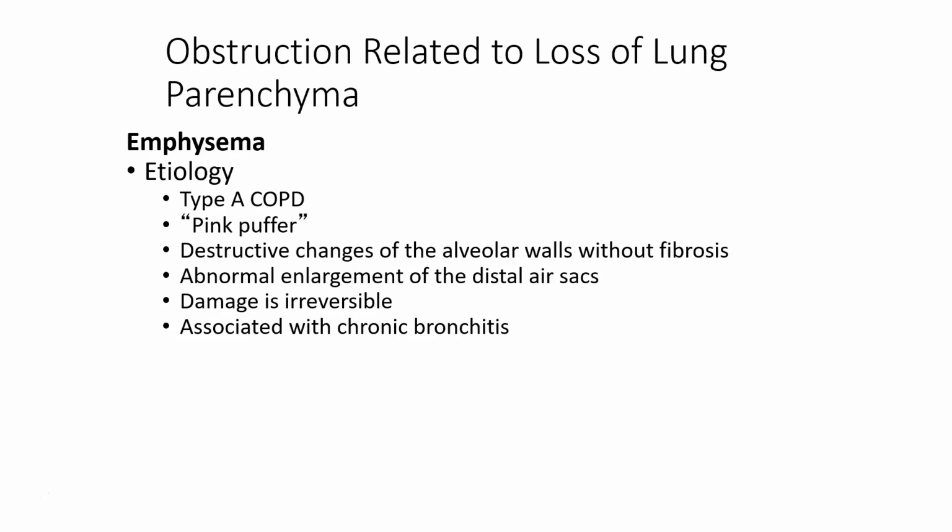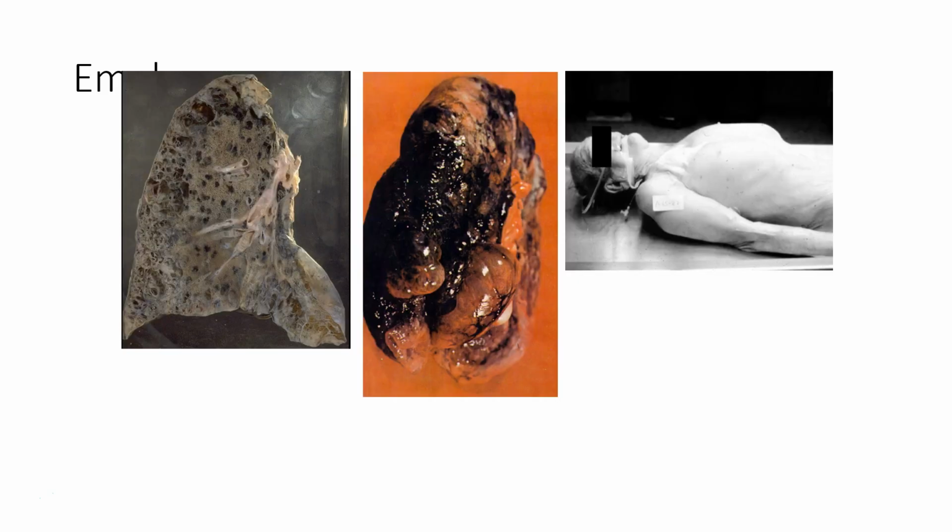These walls are gone. So there's no scar tissue that's there. They're just no longer present. Remember that scar tissue is associated with inflammation. That's chronic bronchitis. So those air sacs become enlarged. Once those walls are gone, we can't make new ones, so that damage is irreversible. And as we mentioned already, it's often associated with chronic bronchitis.